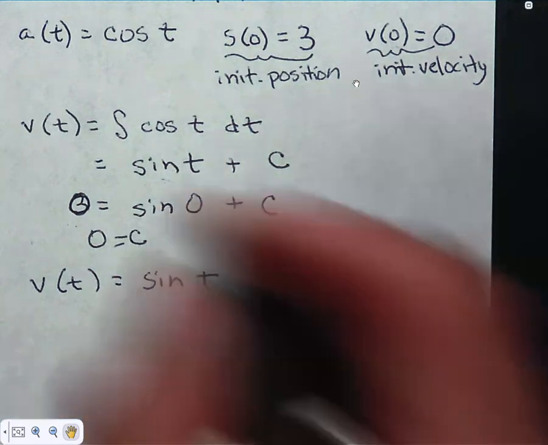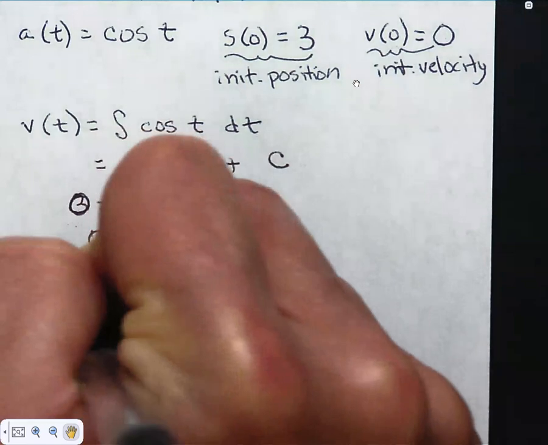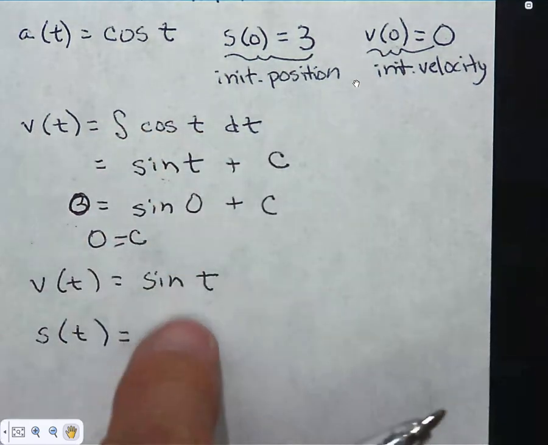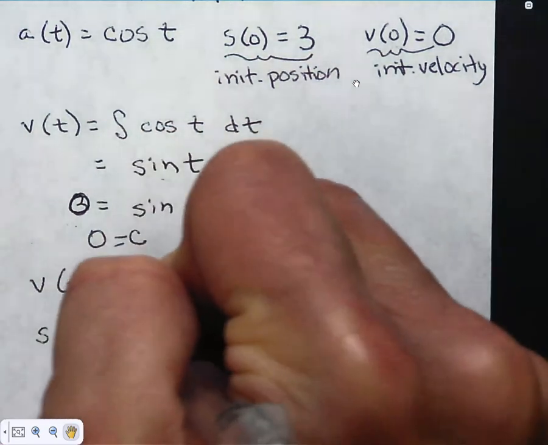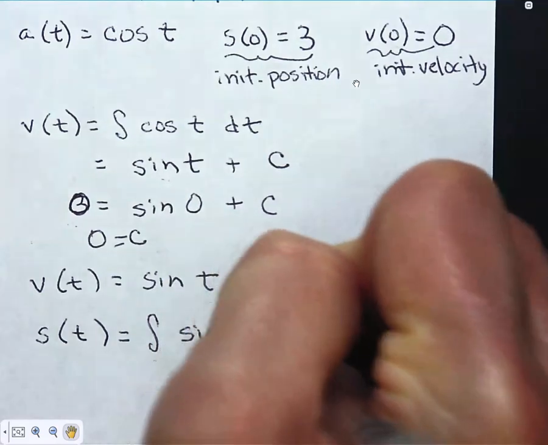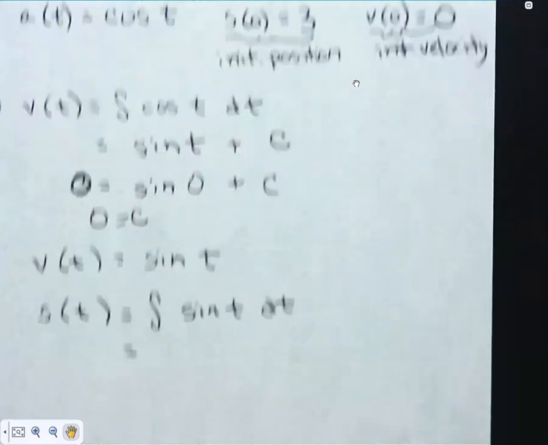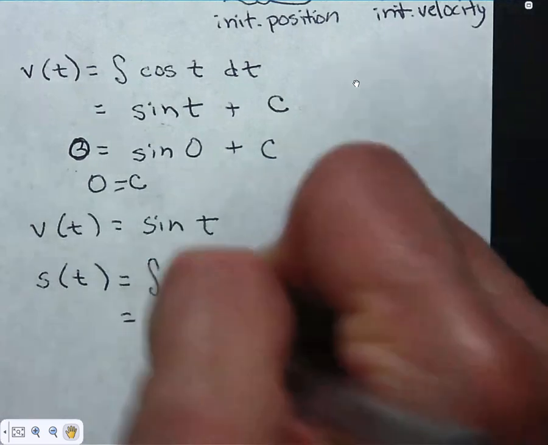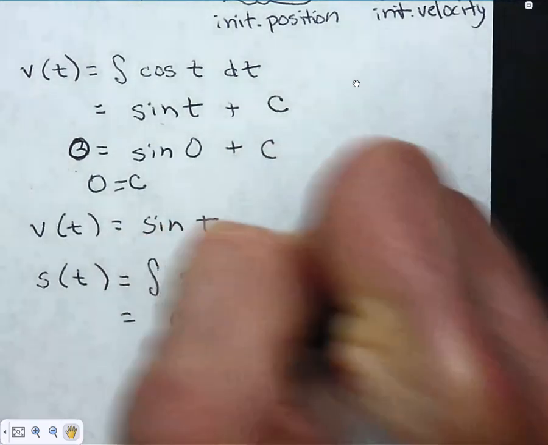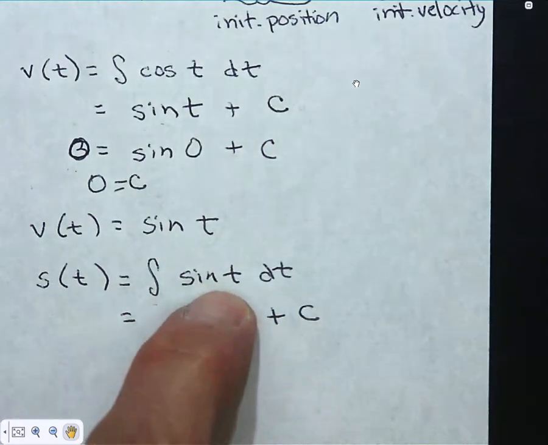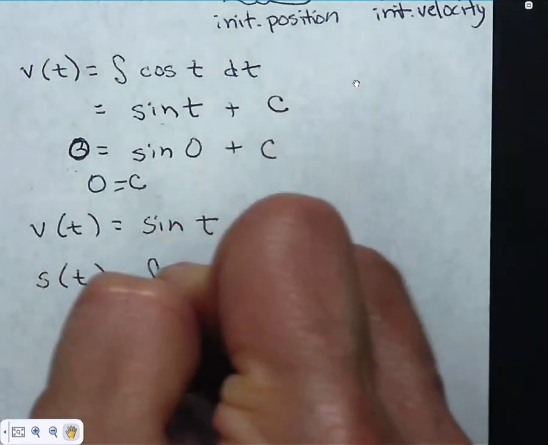And then what about the position function? How would I find it? Anti-differentiate the velocity function with respect to t. And what is the antiderivative of sine t? If you thought it was just cosine t, write it down and think about it. The derivative of cosine isn't sine. The derivative of negative cosine is sine.